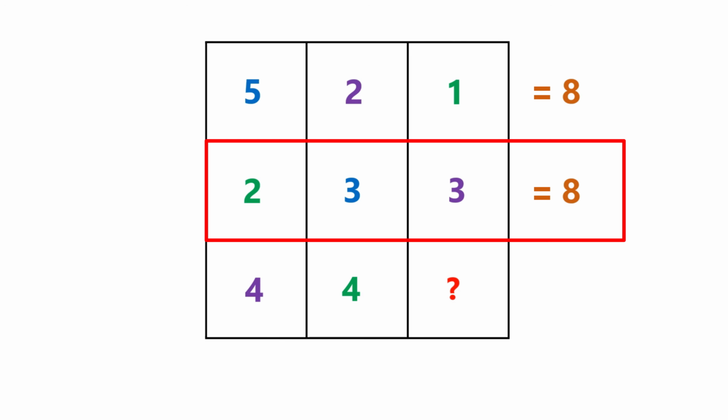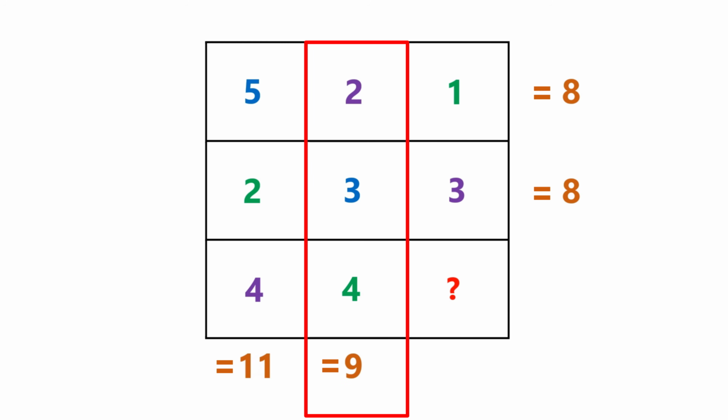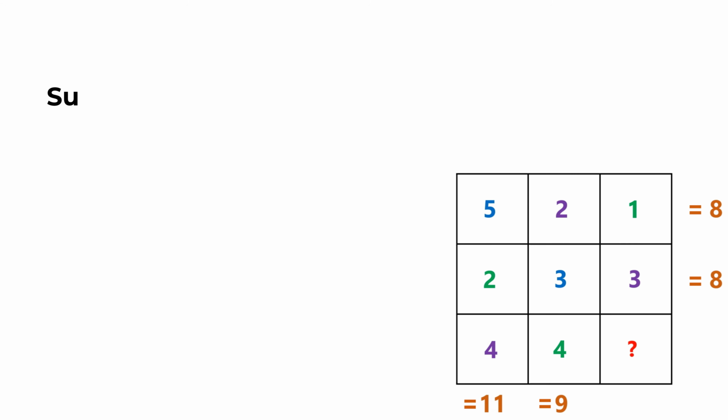Let's look if there is a pattern for the columns that have full sets of numbers. 5 plus 2 plus 4 equals 11. 2 plus 3 plus 4 equals 9, so there is no pattern. In this case, we can relatively simply use the pattern from the rows. This would allow us to calculate the 3rd row.